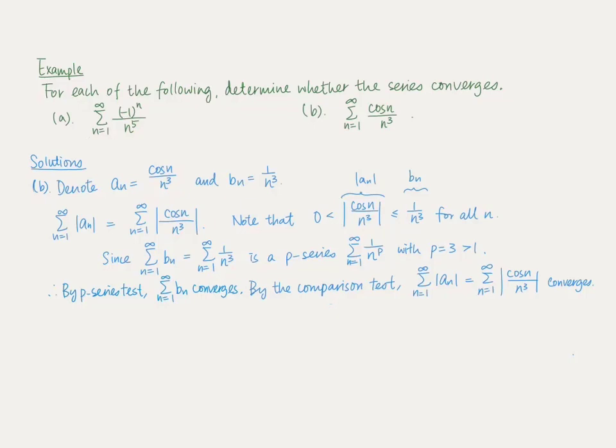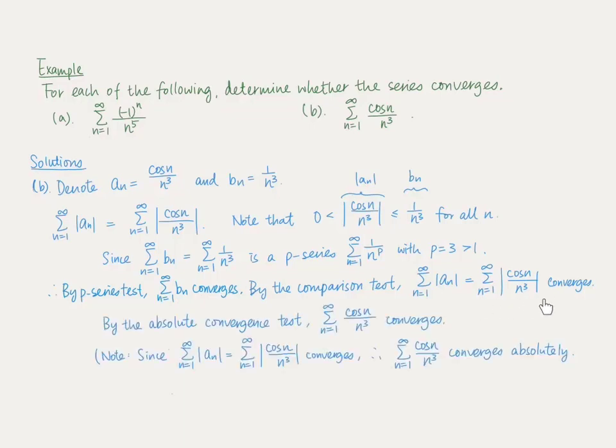Now, if we consider the series formed with terms bn, this series is actually a p-series of this form, where p equals to 3, which is greater than 1. Therefore, by the p-series test, the series which is formed with terms bn converges. Now, we have the relations: the absolute value of an is greater than 0 and always less than or equal to bn, and the series formed with terms bn converges. Therefore, by the comparison test, the series which is formed by the absolute value of an also converges.